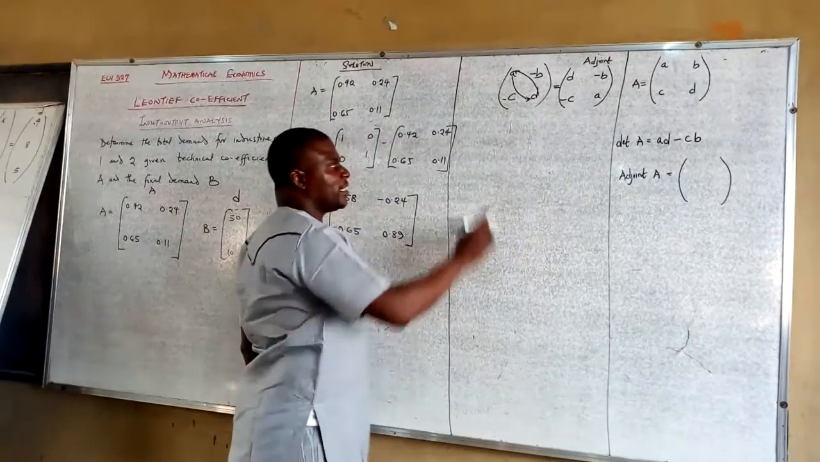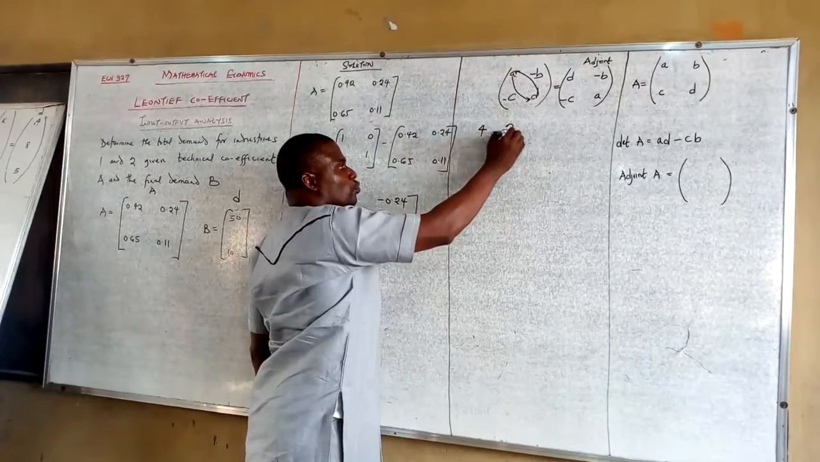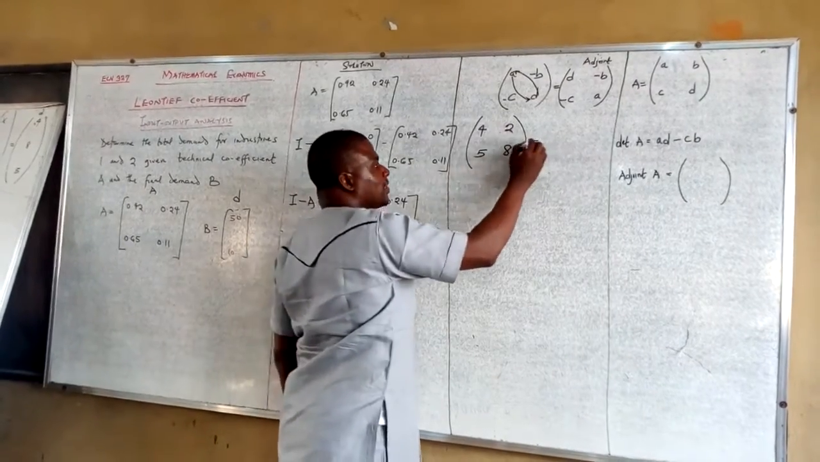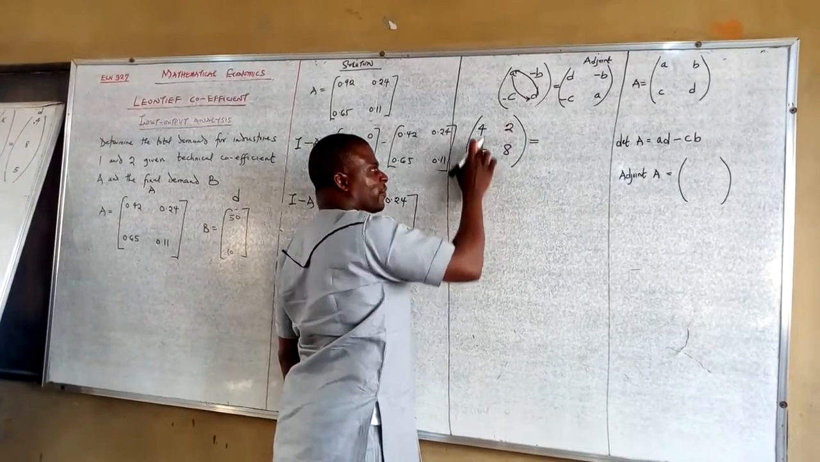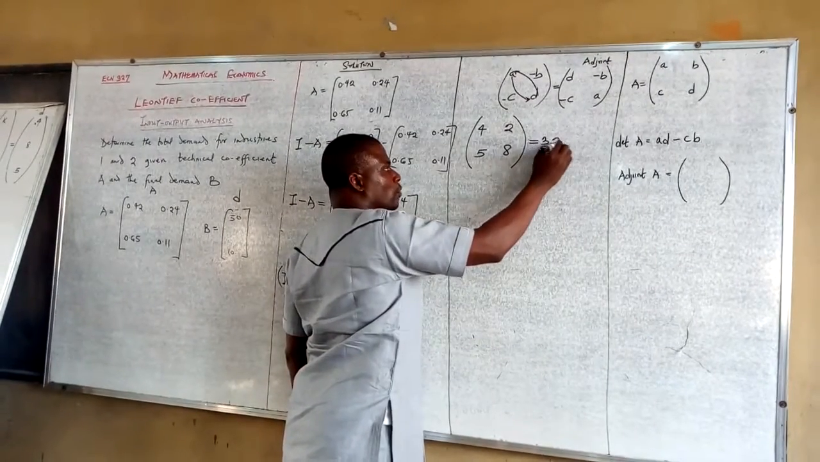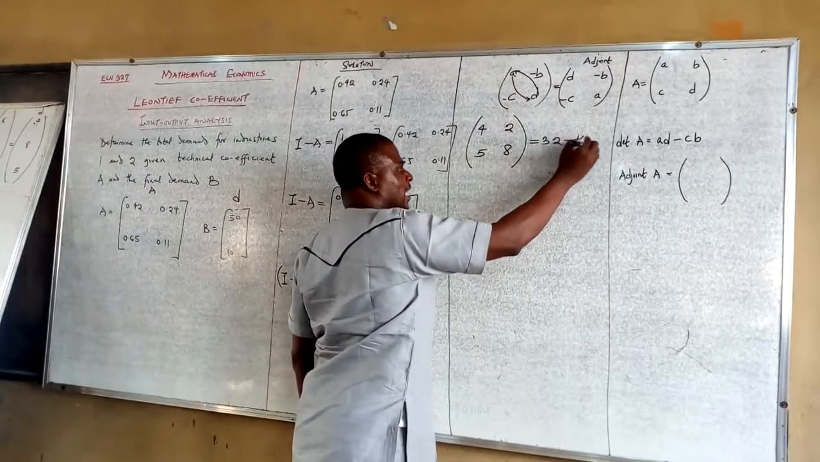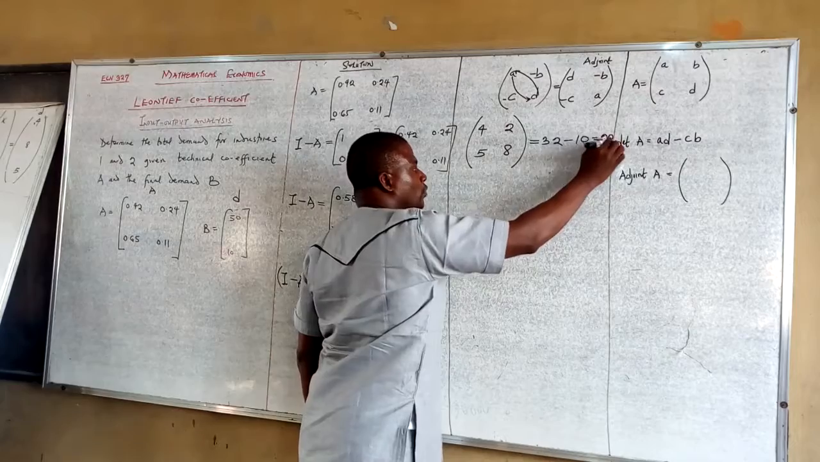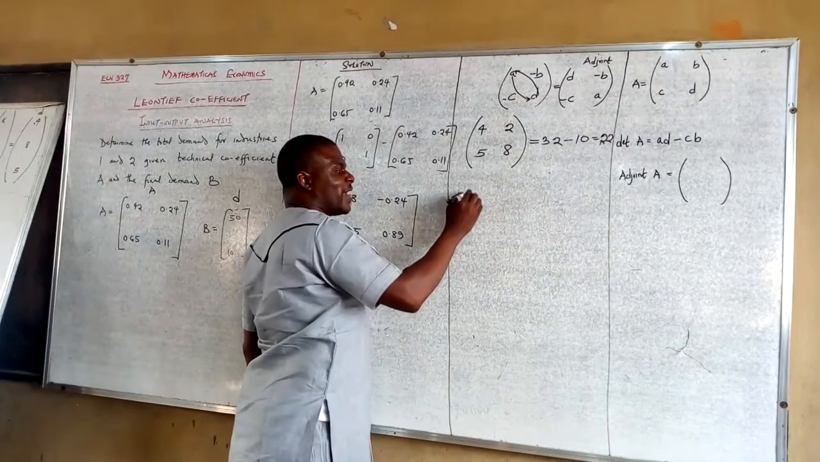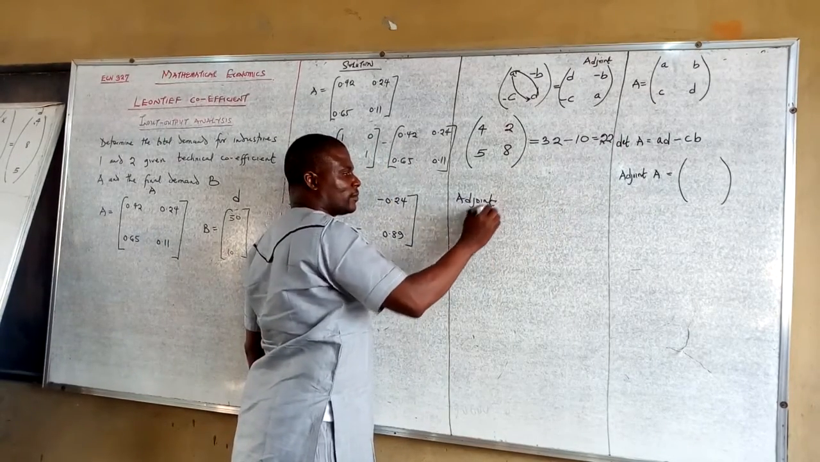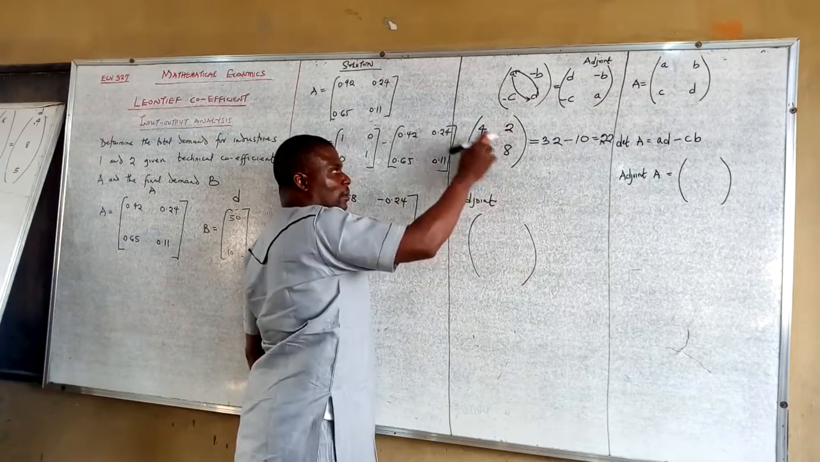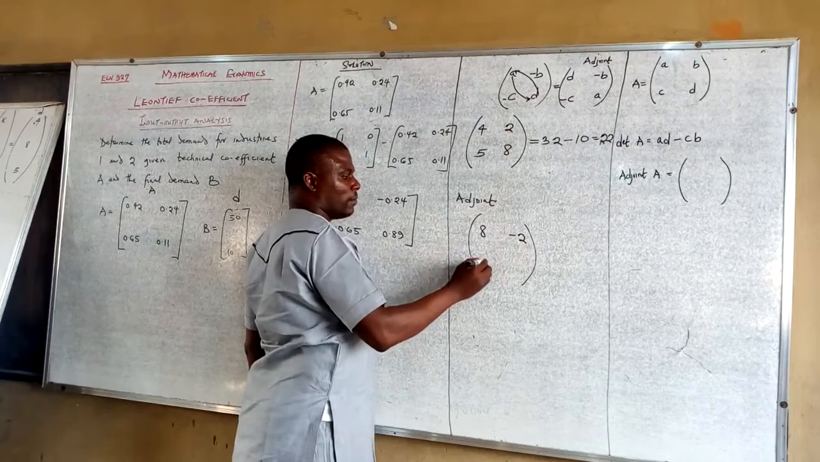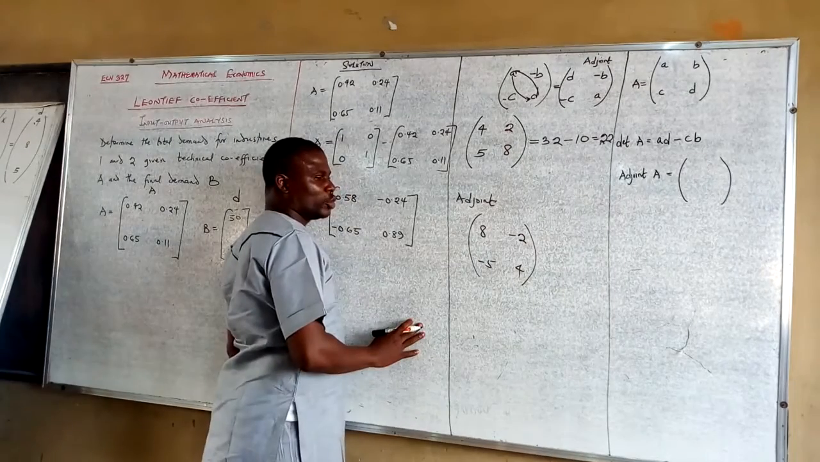But look at what I'm saying. If I have 4, 2, 5, 8, what is the determinant of this? 4 times 8, 32, minus 5 times 2, 10. That's 22. If I now want to find the adjoint, it's switch this: 8, minus 2, minus 5, 4. Do you see that?